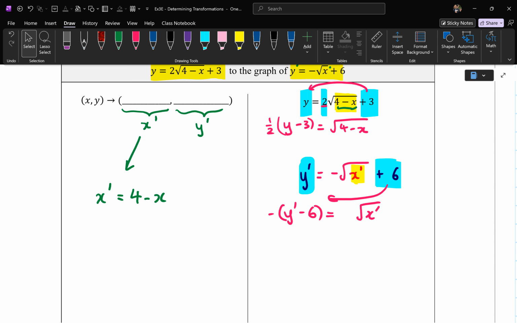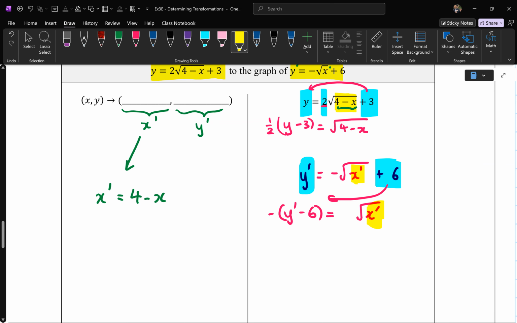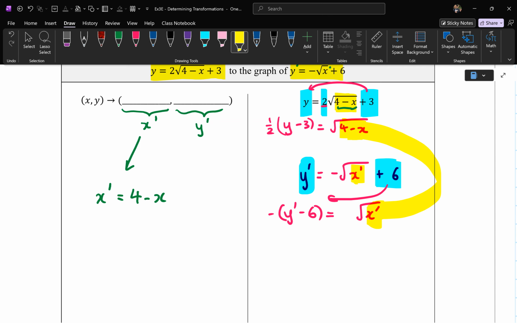I rearranged the final equation so that all the y's are on one side and it's just a root of function. Why do I do that? Because now you can see x dash matches with 4 minus x, which I already wrote over here. Then I can say this transformation, whatever this is, I'm replacing this. I'm just swapping them, so that now equals that. That's how I'm getting to the new one.